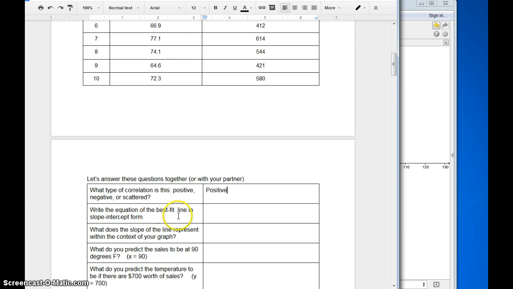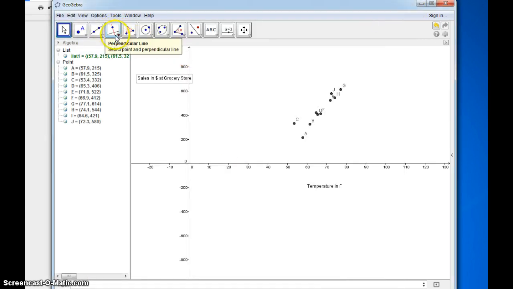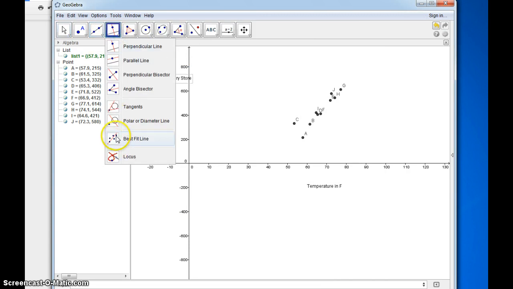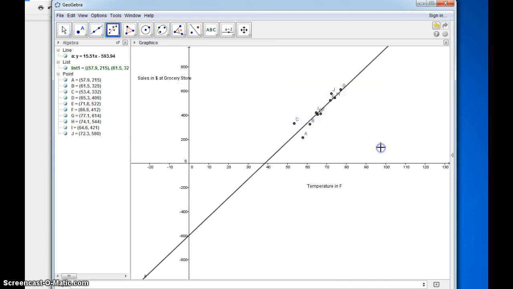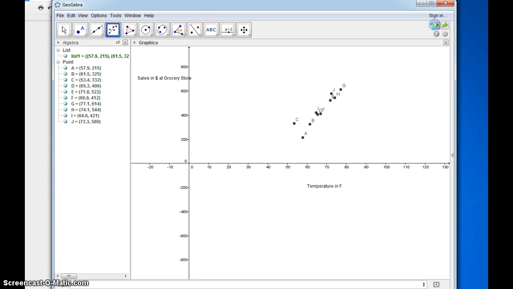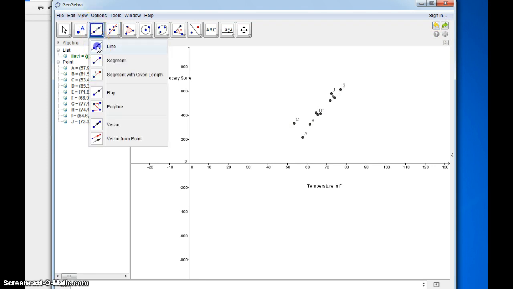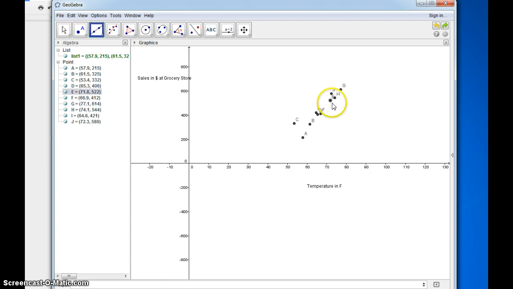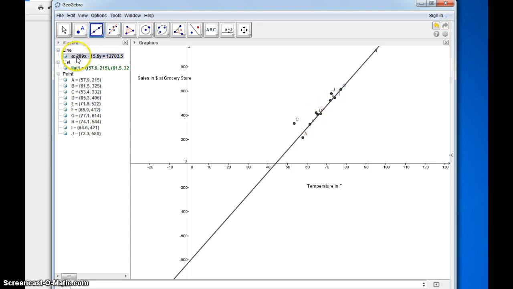Write the equation of the best fit line in slope-intercept form. There are two ways to do this. One, you can go under here at the very bottom. There's a best fit line. You highlight it and it gives it to you. We're not going to do it that way for today. We're going to use the line tool and find two points that we agree on, because you're going to be doing this with your partner later. I'm going to say G and B. Now this equation is not in slope-intercept form. It's ax plus by equals c. A is positive, so it is in standard form. How do we convert it?